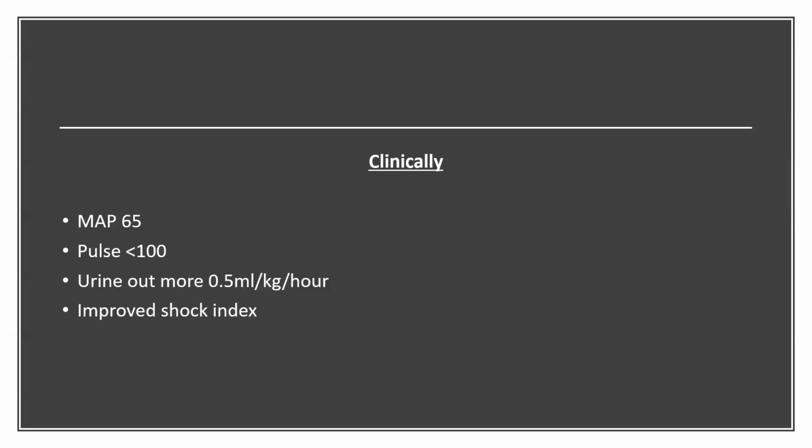So what is the response you are looking for clinically? Remember, your aim is to have a mean arterial pressure of 65. That mean arterial pressure of 65 will allow tissue perfusion in the periphery. You want to decrease the pulse rate to at least less than 100. You want a urine output of more than 0.2 mils per kg per hour, and you can use the shock index to check clinically if your patient is improving or not.